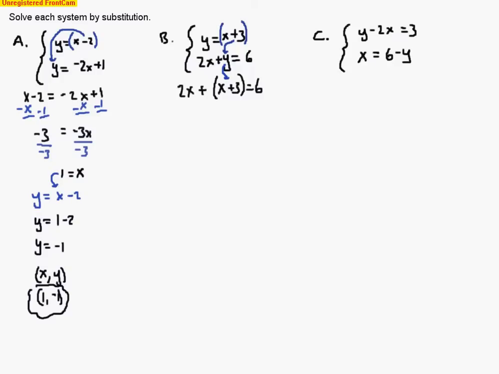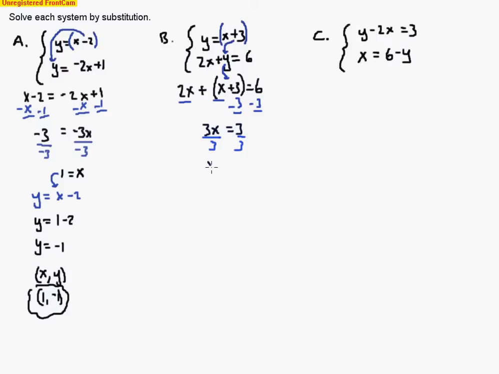Well, we can go ahead and collect some like terms. See, there's no number in front of the x behind the plus sign, so that just means it's 1, and we can collect those two terms and then subtract the 3. And so what we're left with is 3x equals 3. Well, we just divide by the coefficient of x, which is 3, and we've got the x value. So x equals 1.